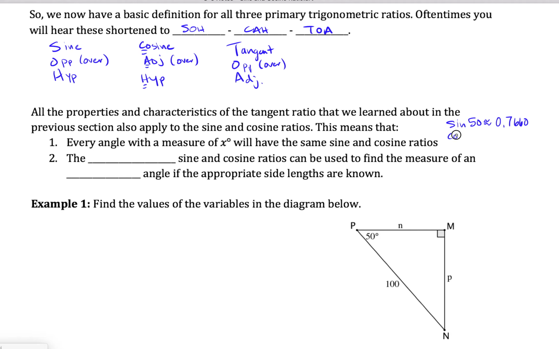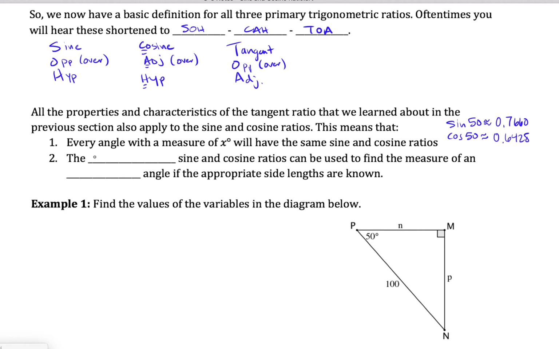And the cosine for that 50-degree angle would be about, again, so this means that if you were looking at a right triangle with a 50-degree angle and you divided the adjacent side by the hypotenuse, you would always get an answer that's about 0.6428. And I just got these values by using my scientific calculator. I just typed in sine of 50 and cosine of 50 to get these values. So that's the first property that we need to know about sine and cosine, that every angle with the same measure will have the same sine ratios and cosine ratios.